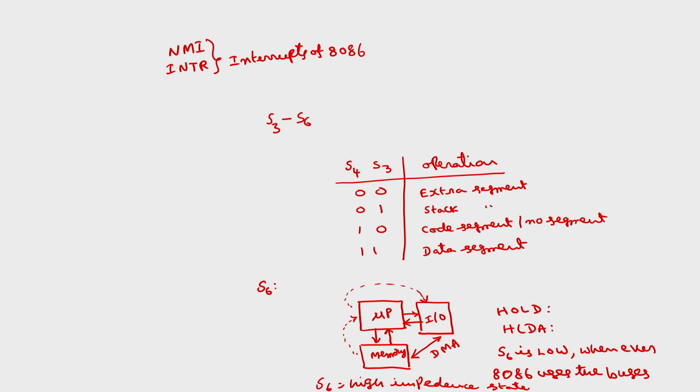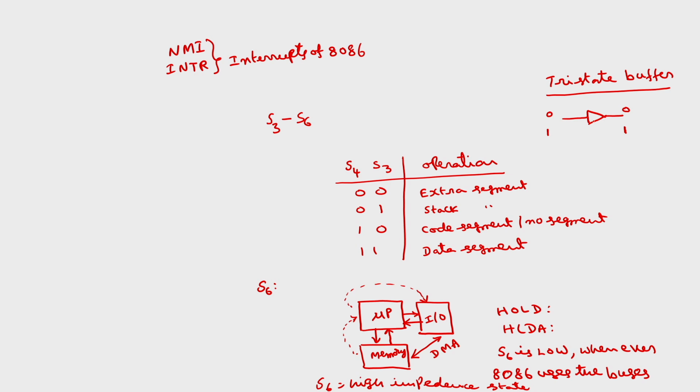What is meant by high impedance state? In digital terminology we know logic 0 and logic 1. If I take a buffer, a buffer is basically a current amplifier, but the input and output voltages are the same. If I apply 0 here, the output is also 0, and if I apply 1, the output is also 1. There are two states, logic 0 and logic 1. This is called a two-state buffer.